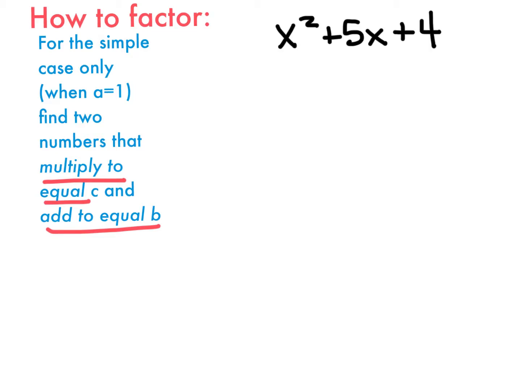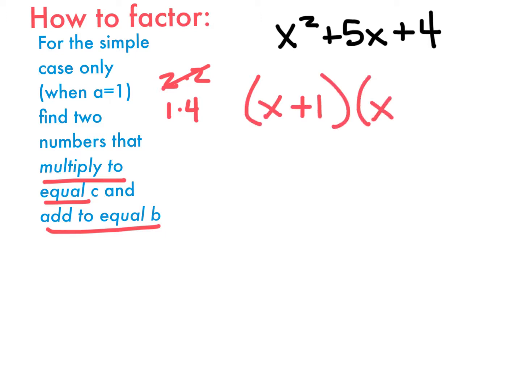Here we have x squared plus 5x plus 4. The first thing that I want to do is think of two numbers that multiply to equal c. So here's c, 4. In my head I'm thinking, all right, I know 2 times 2 equals 4, but does 2 plus 2 equal 5? No. All right, 1 times 4 equals 4, and 1 plus 4 equals 5. So the numbers must be 1 and 4. So whenever I factor this, this would be x plus 1 times x plus 4. And these are the factors.